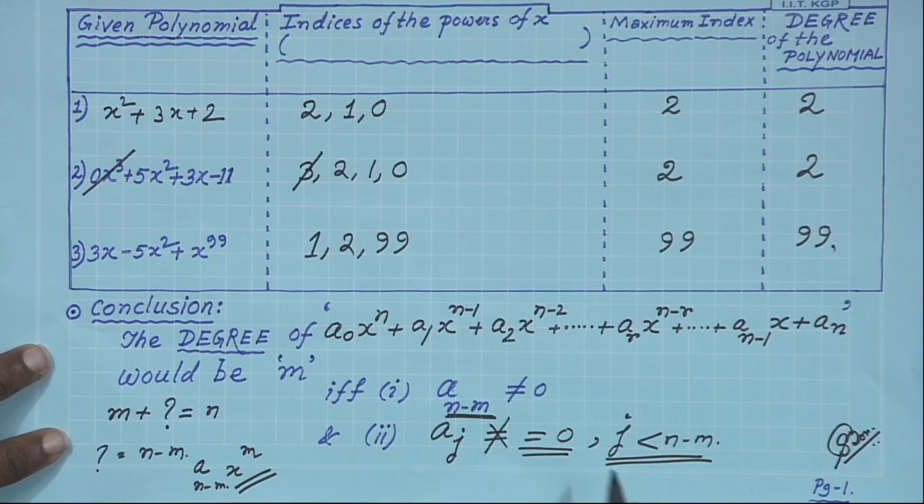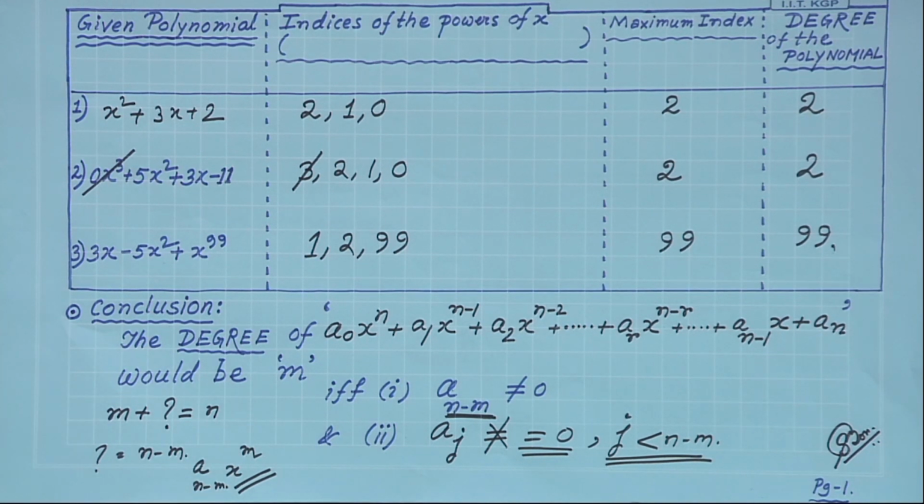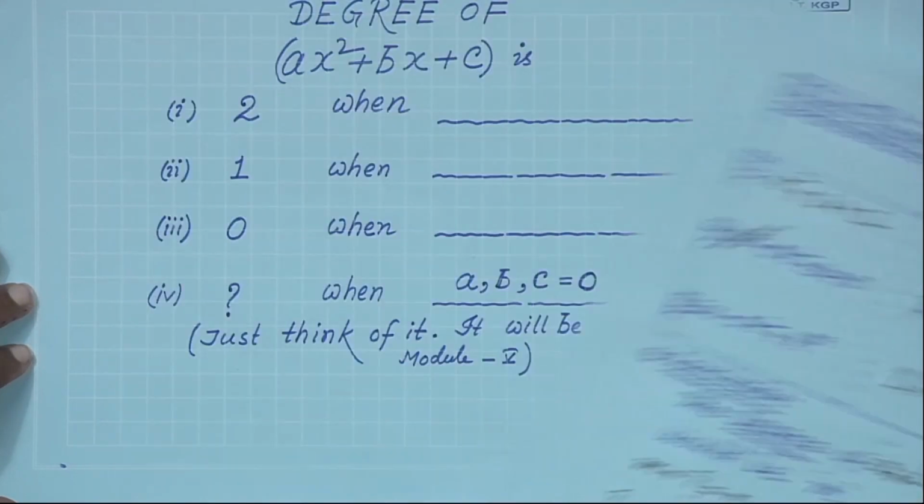Therefore, this is the set of conditions for which m will be the degree of the polynomial. The conditions are: a n minus m, the coefficient of x to the power m, must not be 0, and the coefficients of the terms having a power index greater than m must be 0. This is the general case.